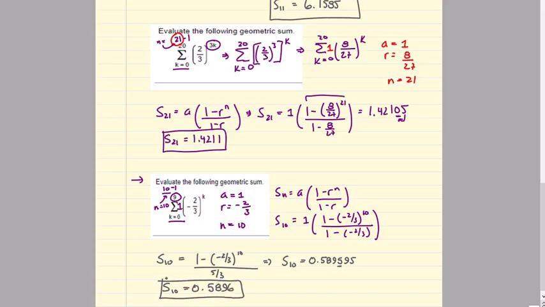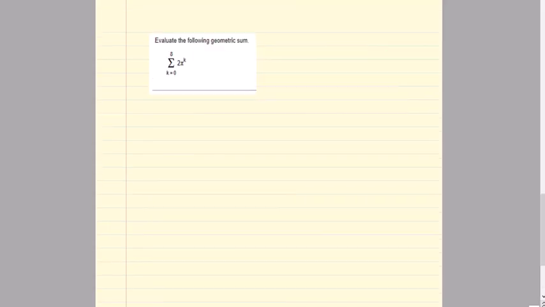Now again, be careful how you enter this. If I did this problem and I didn't have the parentheses here, it could change the value depending on whether my exponent was even or odd. So be very careful about that. It can make a big difference.